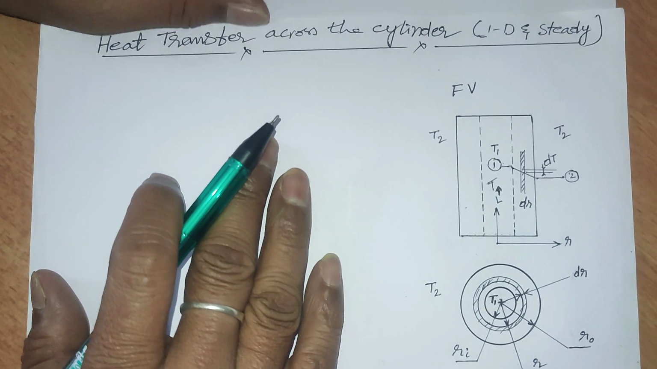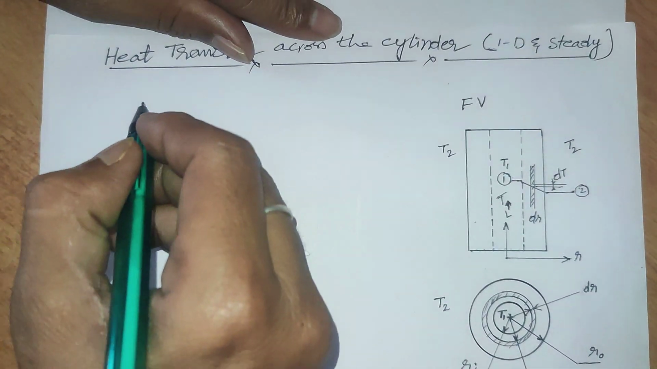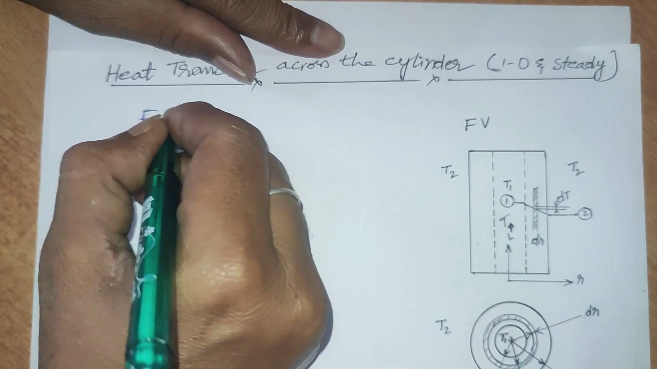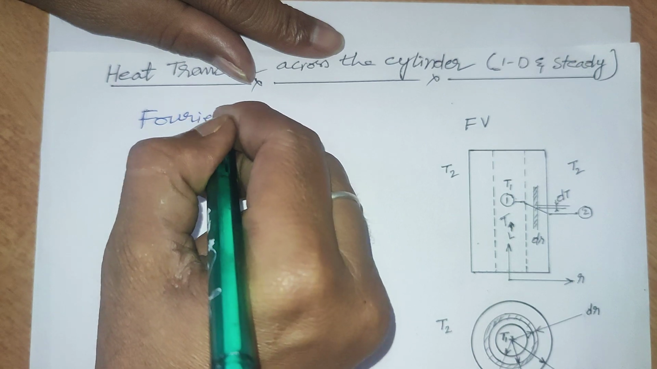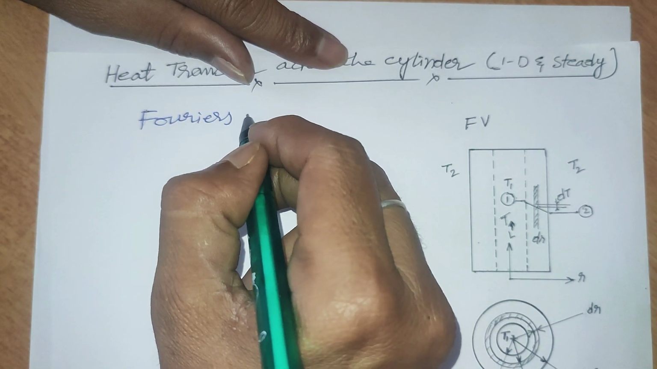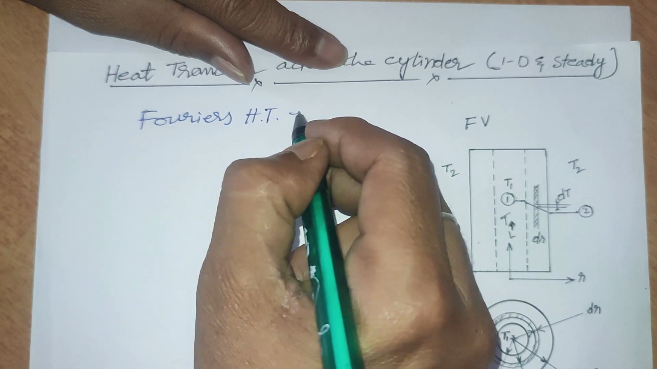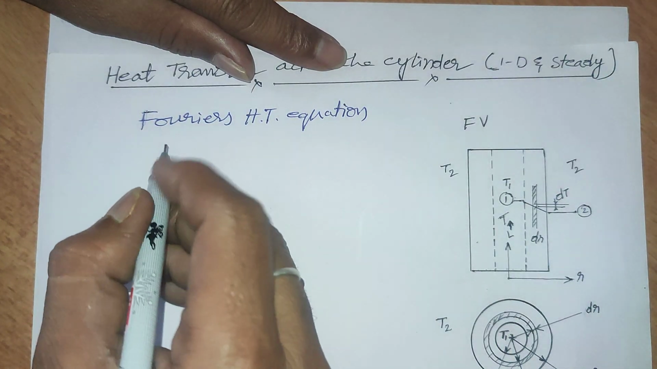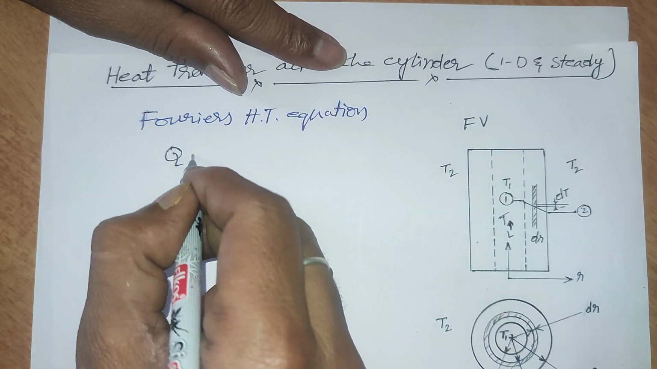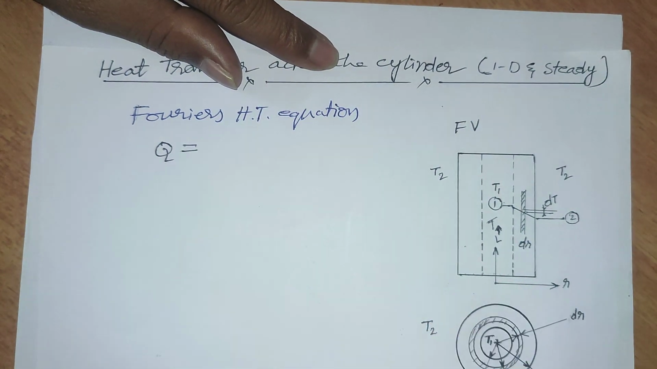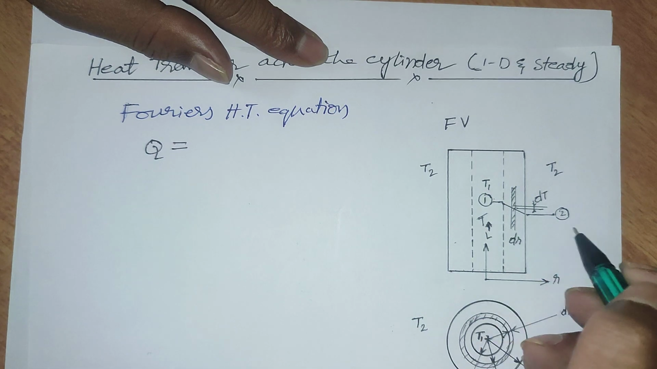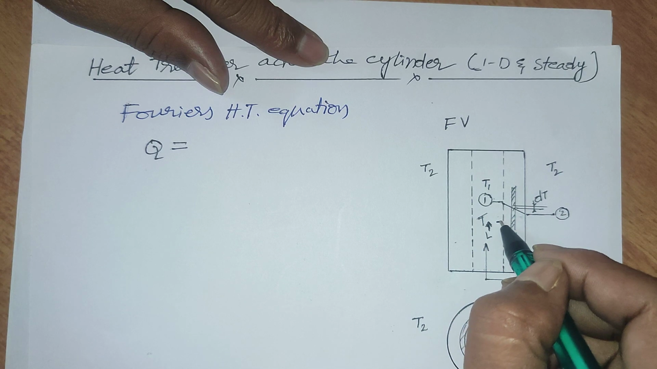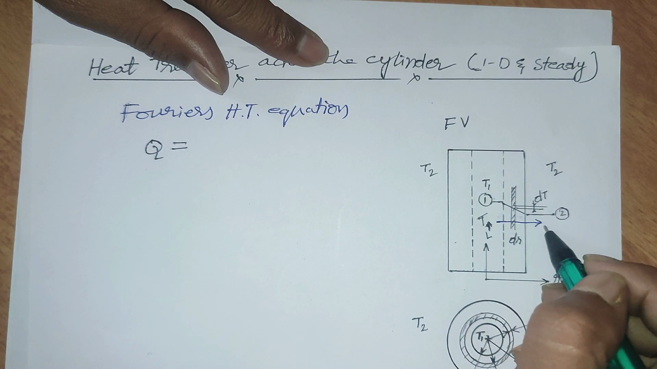Come to Fourier's equation of heat transfer. So what is Fourier's heat transfer equation? This Q is equivalent to, so this is the heat transfer from cylinder to outside. From here it is transferring like this. Here to here it is dissipating. This is Q.